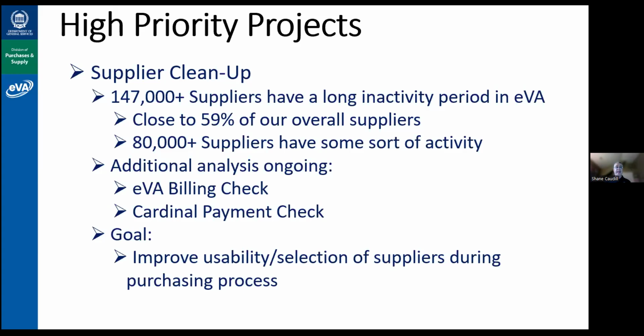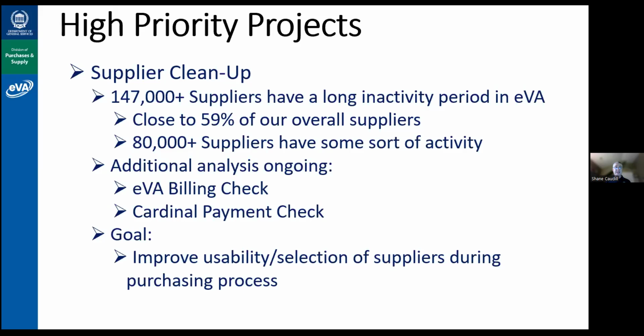Now, on the flip side, and it's still a lot of suppliers, 80,000 plus suppliers have some sort of activity. Some of them very frequent, and that's a smaller percentage of that 80,000, where we're talking weekly or monthly interaction with eVA, be it a purchase order, logging in, responding to a bid, things like that. Or a little bit less frequently, but certainly interaction every couple of months with eVA. And that leaves 80,000 suppliers in that list.